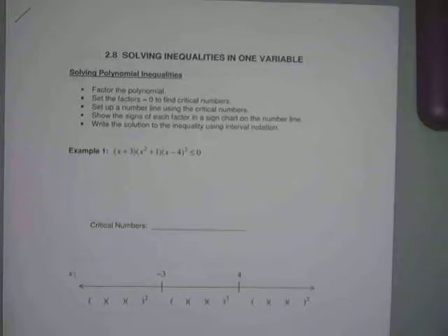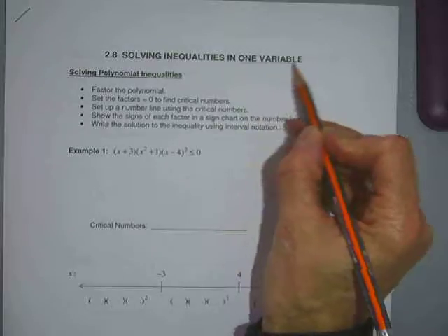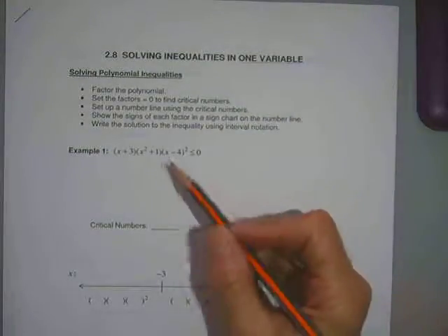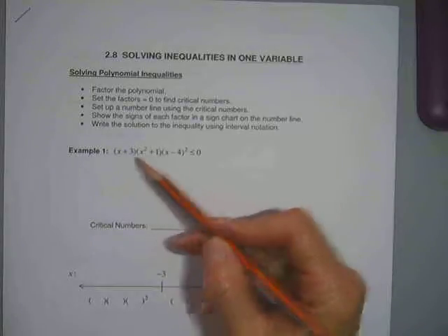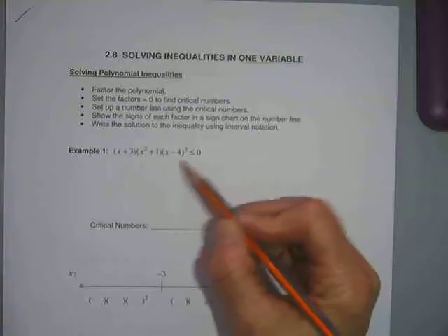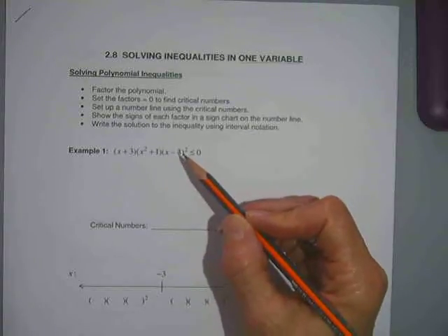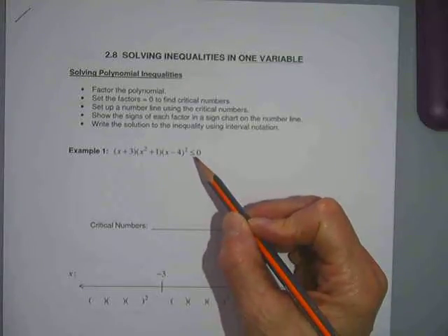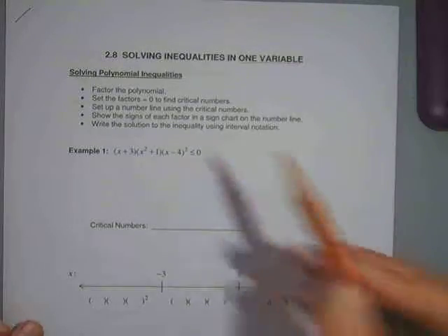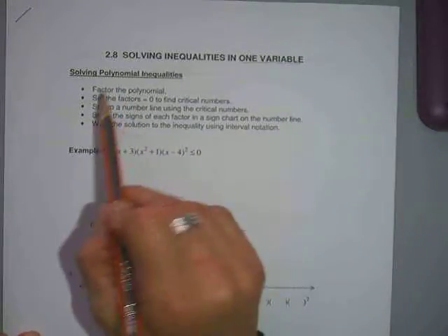Okay, so we're going to be doing 2.8, solving inequalities in one variable. One variable. All that means is when you look at this, there's only an x. That's all it means. Inequality. So as you can see, these are going to be exactly like the other ones, except there's an inequality sign instead of an equal sign. All right? Here are the steps.